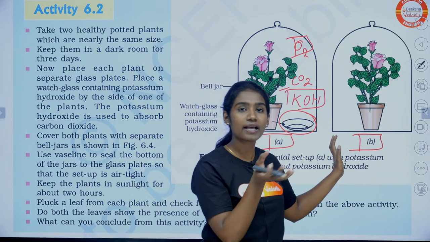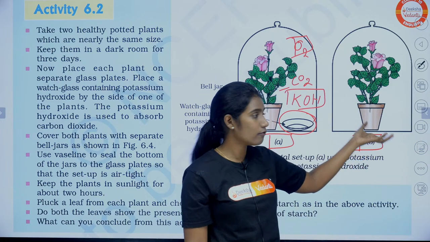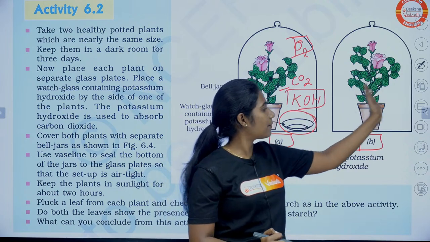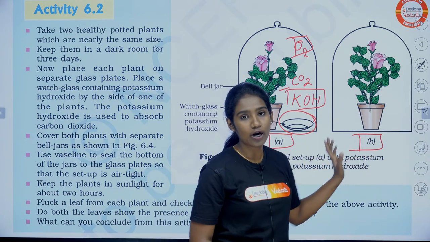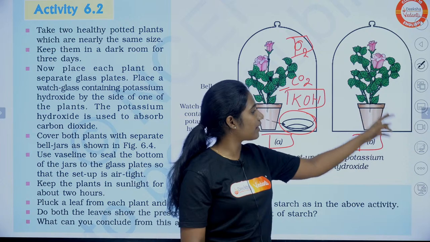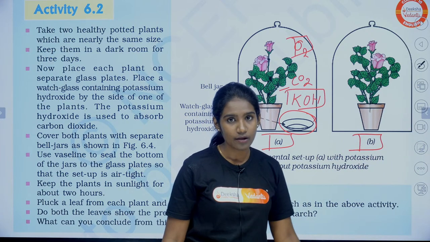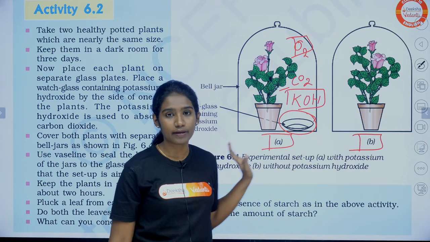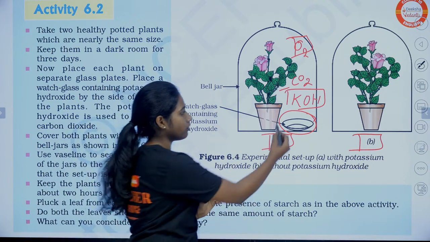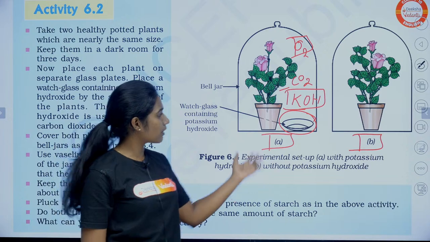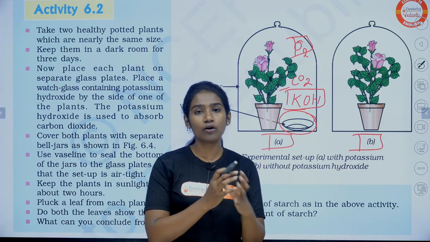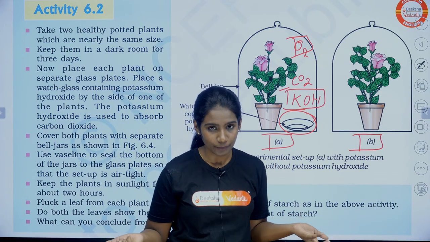And then what happens? To break down the glucose molecule which they produced, they take that oxygen back, respiration is carried out, and again carbon dioxide is released. But here KOH is not present. That's why the carbon dioxide will be available for the second plant, and this plant will remain healthy for a longer period of time. Whereas this one will eventually die after some time, because there will be no carbon dioxide. Even if it is released, it will be absorbed by KOH. Because of that, after some time the plant cannot perform photosynthesis, no glucose will be produced, and then there will be no respiration.